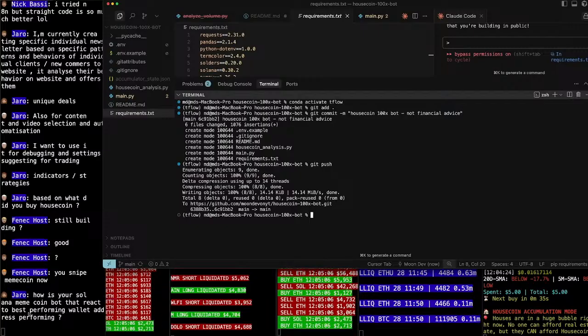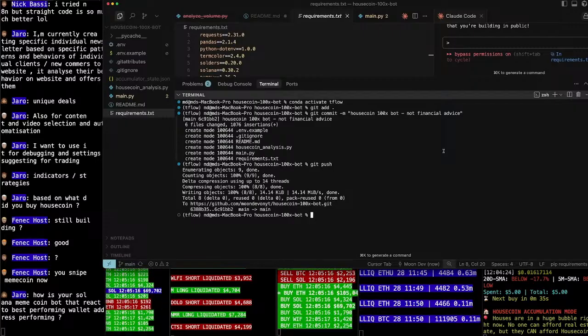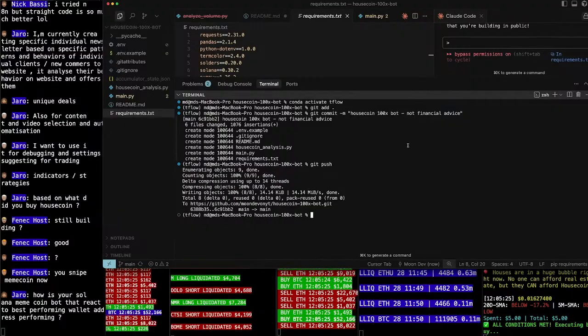How is your Solana meme coin copy bot that reacts to best performing wallet addresses performing? I'm not running the copy bot right now. I don't think it's copy bot time. Copy bot time and sniper time is when the whole market is going crazy. This is the only trade I see right now in Solana.